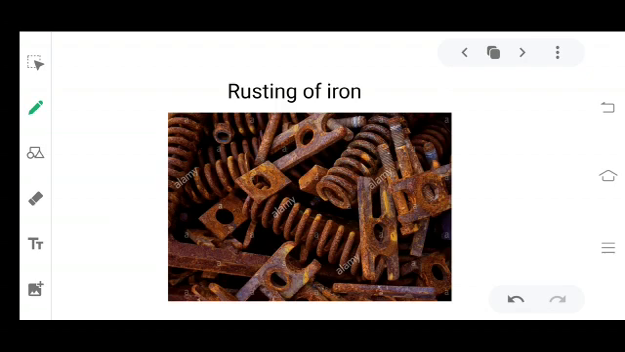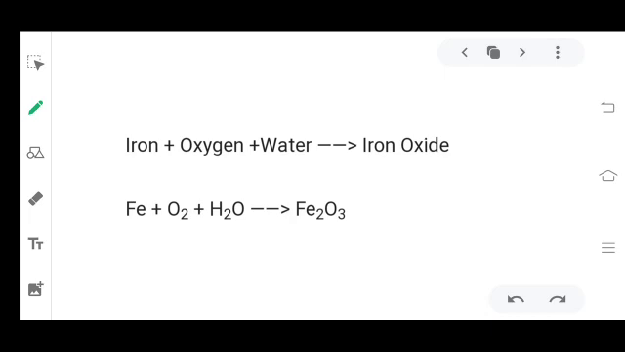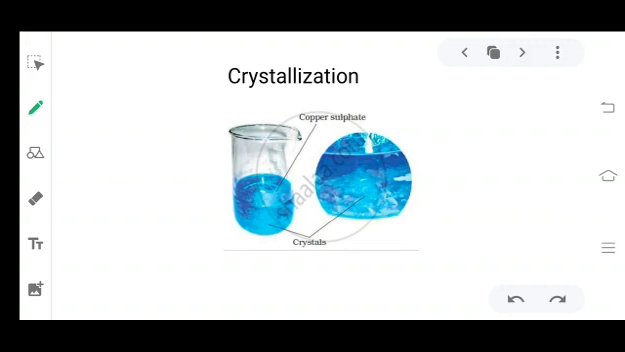Now coming to rusting of iron. When we leave iron particles in the air for a long time, they get exposed to water and oxygen in the air and form a new material on the surface, that is brownish deposit, which is called rust. Rust is not iron. Rust is iron oxide. See, when iron reacts with oxygen and water, it produces iron oxide. Fe plus O2 plus H2O gives Fe2O3. Iron oxide chemical symbol is Fe2O3. Rusting destroys all the iron materials and it will result in monetary loss.